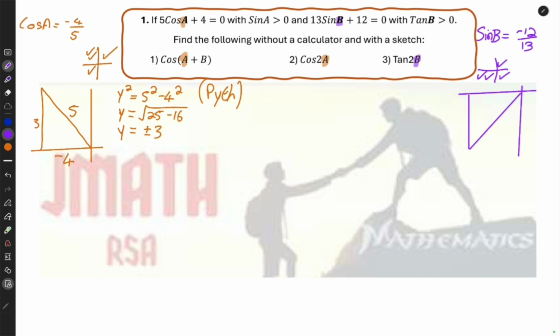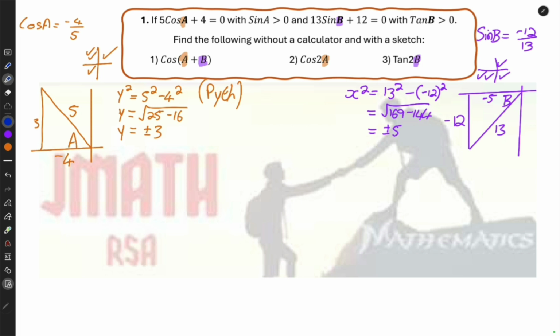Okay, so sine is opposite over hypotenuse. I just need to do Pythagoras. So x squared is equal to 13 squared minus 12 squared. That's going to be 169 minus 144, which is just going to give me plus or minus 5. In this case, we're going to the left, so it's definitely a minus 5. Very important. This is the B triangle, and this is the A triangle. Okay, so finally, my setup is done. Now I can start with the actual question.